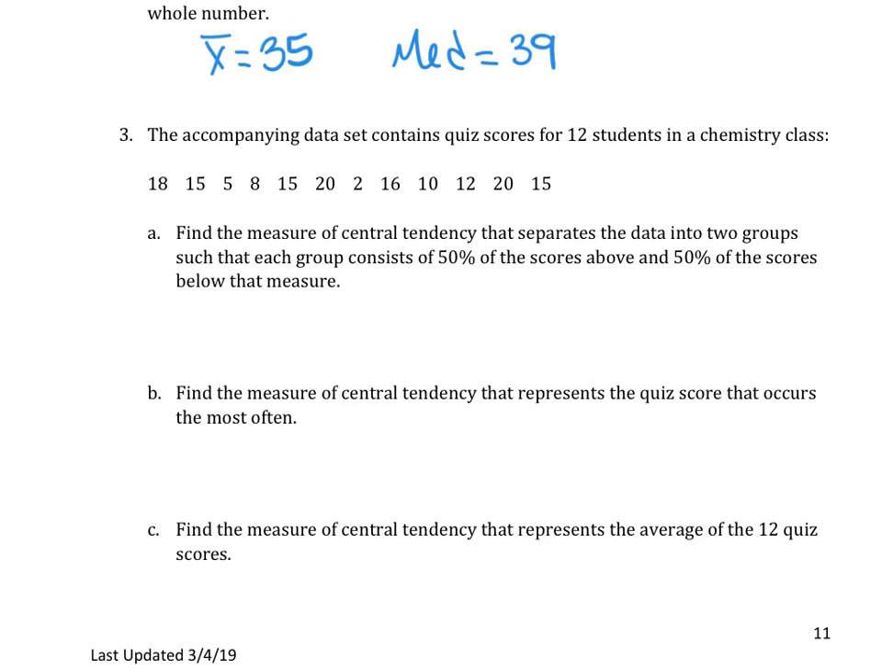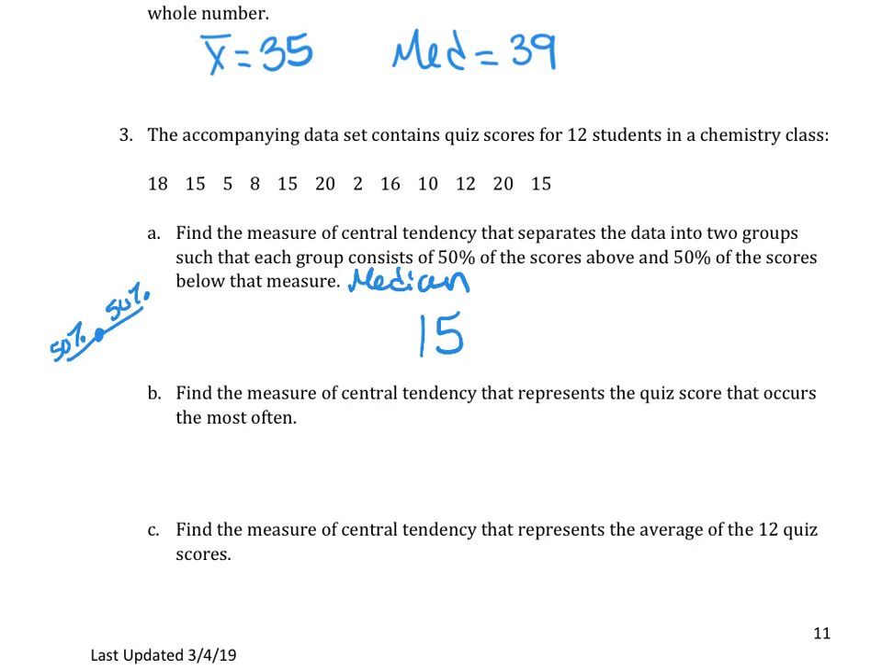And then letter A is asking to find the measure of central tendency that separates the data into 2 groups, such that each group consists of 50% of the scores above and 50% of the scores below that measure. So in other words, we have a data value, then there's 50% of our data on that side and 50% of our data on that side. So the value that is in the middle, that's the median. So if you do plug your data in and then go stat, calc, 1-Var Stats, scroll down, you'll find that the median is 15.